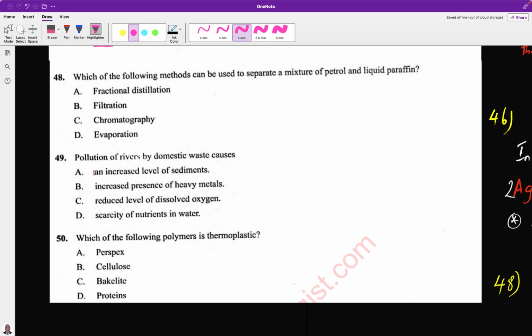48. Which of the following methods can be used to separate a mixture of petrol and liquid paraffin? Petrol and liquid paraffin. It should be noted that paraffin, in other words, we can call it kerosene. You should know that kerosene is a highly refined and distilled fraction of the petroleum.